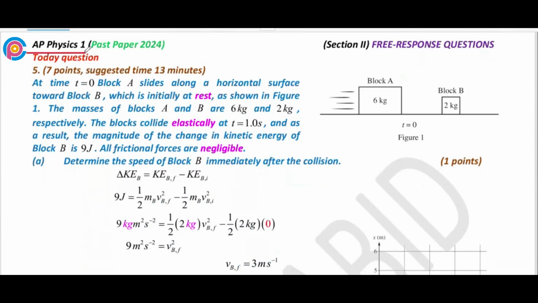Hi, we have the AP Physics 1 past paper 2024. We are discussing the free response questions section. In this section, we have question number 5, which carries 7 points.